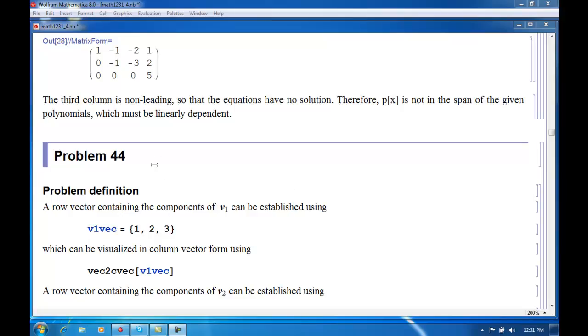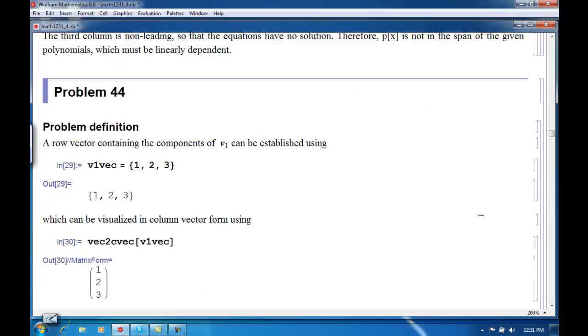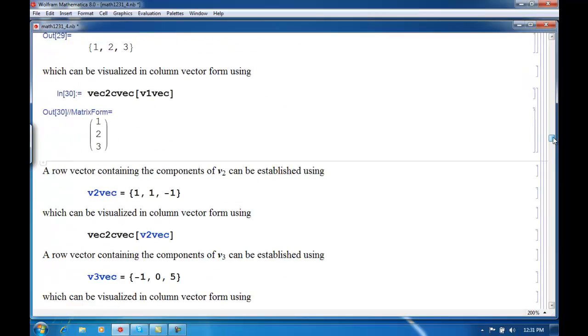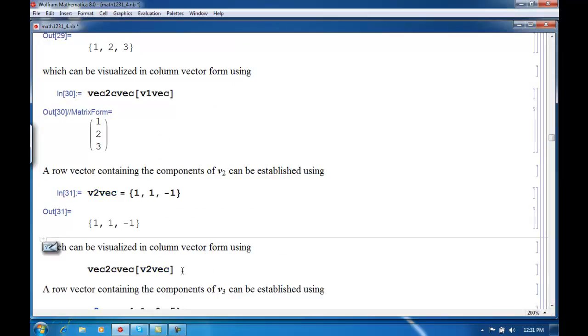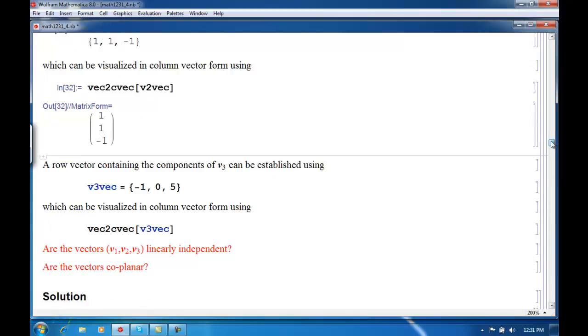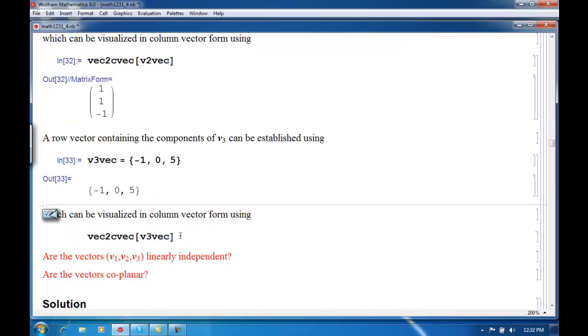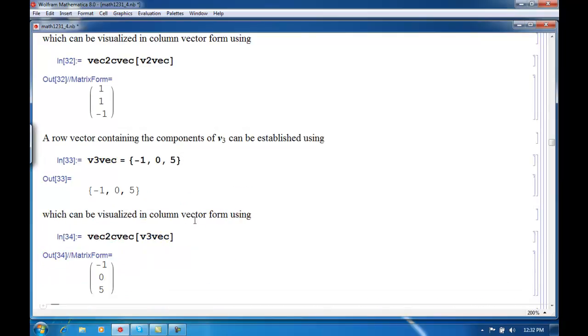So let's go on to problem 44, and it's about three vectors, and we can enter the first vector's components using this, and then we can view them as a column matrix using that. So that's the first vector. And now let's take the second one, and we can visualize that as a column vector, or column matrix. And here's the third one, and we can view that using that.